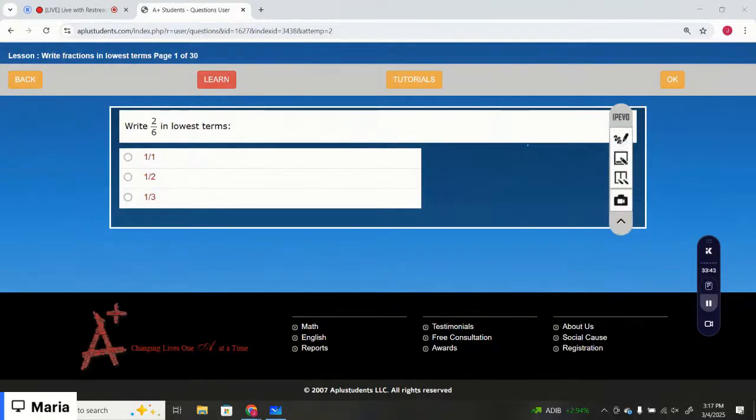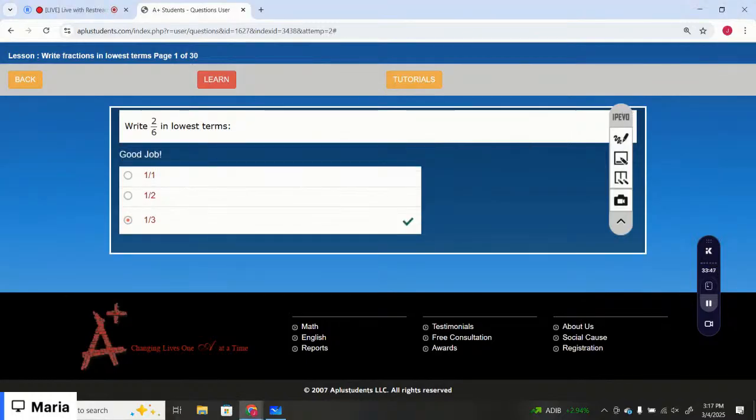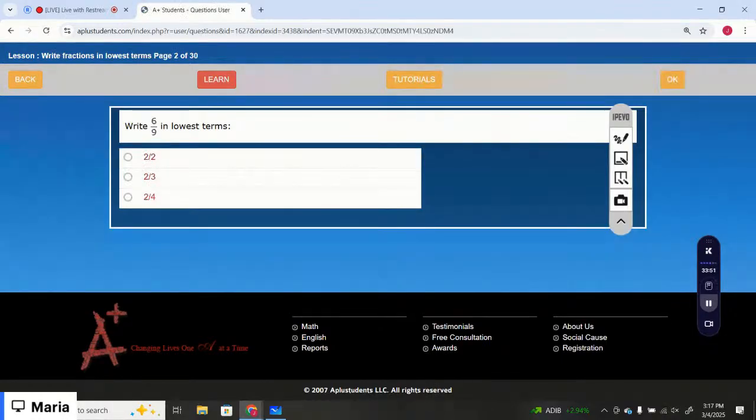Option number 3 is the correct option. Okay, write 6 by 9 in lowest term. So divide them by the greatest common number. That is 2 by 3. Option number 2 is the correct option.